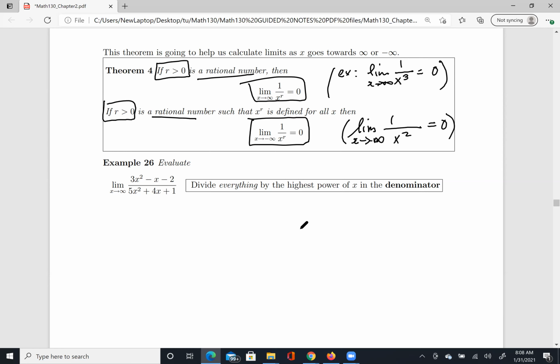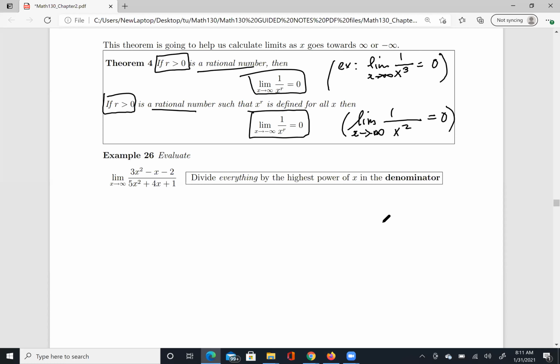Okay, so let's move to example 26. Over here, we want to evaluate the limit of (3x squared minus x minus 2) over (5x squared plus 4x plus 1) when x goes to infinity. This could be positive or negative infinity.